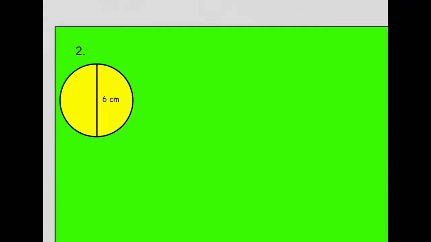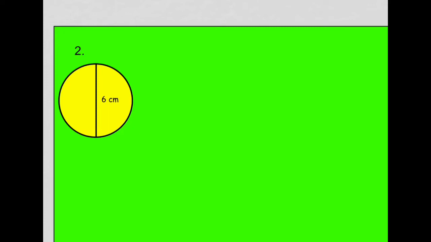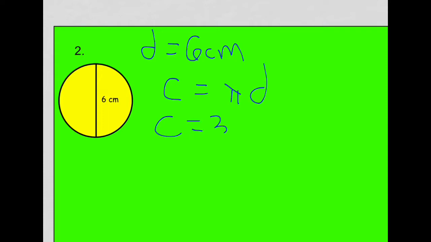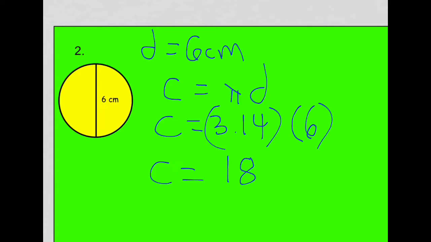Number 2. We've got a circle, and the diameter of this circle is 6 centimeters, so D equals 6 centimeters. The equation to calculate circumference is C equals pi times diameter. C equals 3.14 multiplied by 6. And when we work that out, we get C equals 18.84 centimeters.